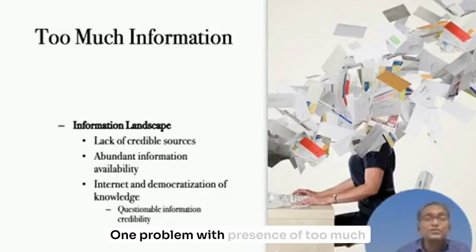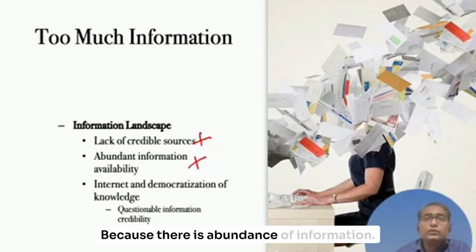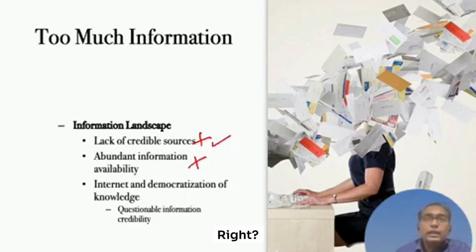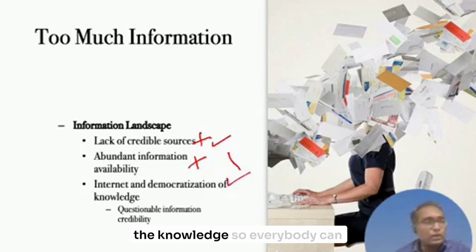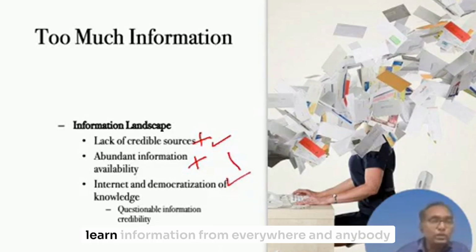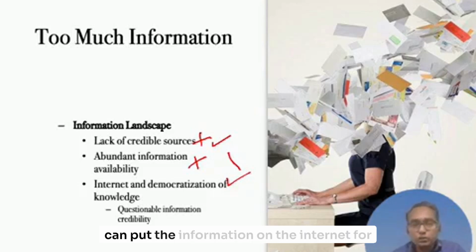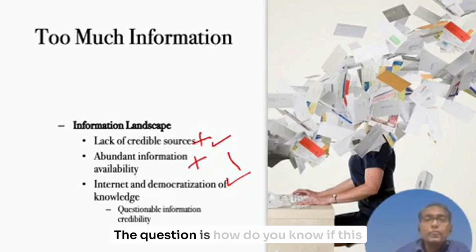One problem with the presence of too much information is that we don't know which information is reliable and which is not, right? Because there is an abundance of information, we don't know which one is credible. And it's as if the internet has democratized knowledge, so everybody can learn information from everywhere, and anybody can put information on the internet for anyone to consume. But the question is, how do you know if this information is correct?